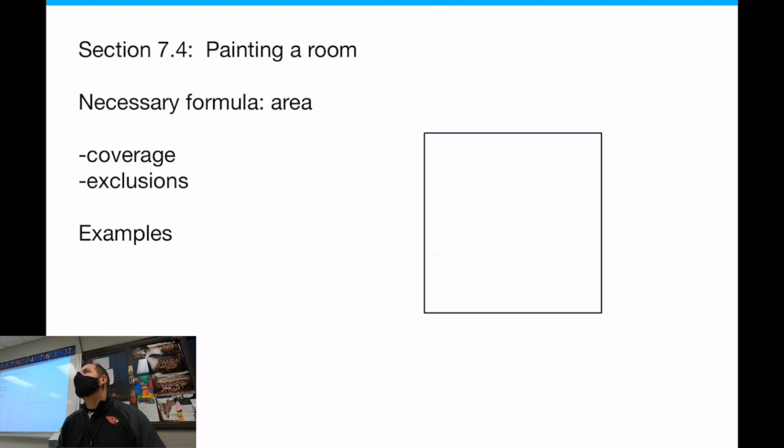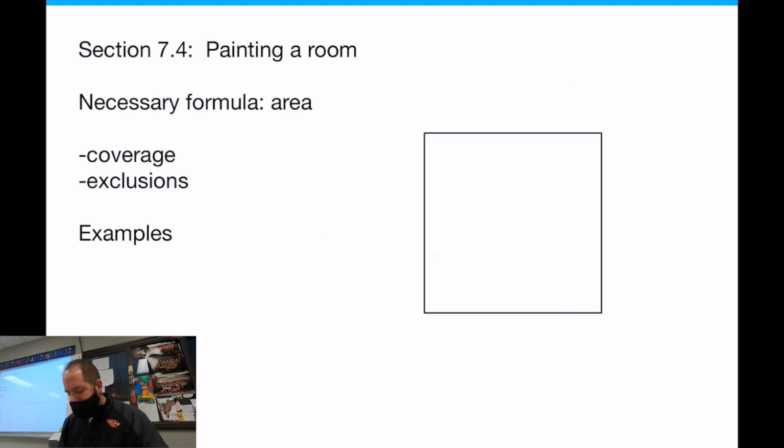One of the details we have to cover is something I brought up yesterday. If you were to install windows or a doorway in that room, how would that affect your painting? And it does affect the painting, right? Because you don't paint the windows, you don't paint the door. So it affects the total square footage.